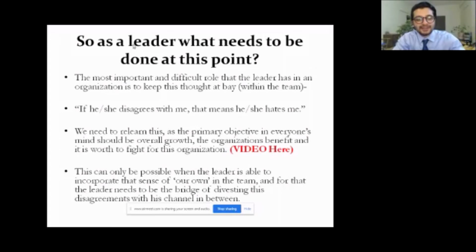This can only be possible when the leader is able to incorporate that sense of our own inside the team. Like, it's my own organization. And for that, the leader needs to be the bridge of diverting these disagreements with these channels in between.